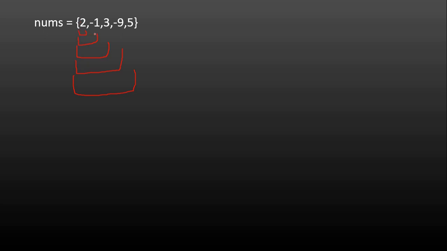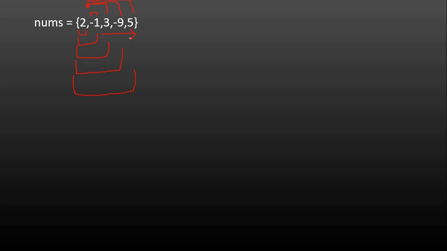Once I complete it for 2, then I'll do the same thing for minus 1, which is the first index. Since it's a contiguous array, it should only be going forward from here. So it will be minus 1, then minus 1 and 3, then minus 1, 3 and minus 9, and then minus 1, 3, minus 9 and 5. That way I can check what is the maximum value, and at the end whatever is the max val I got, I'll return that.